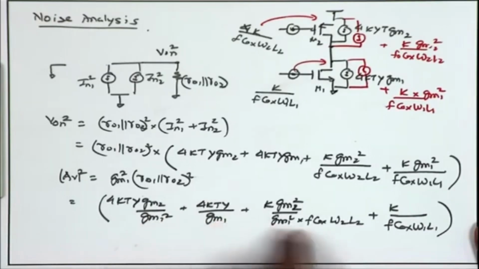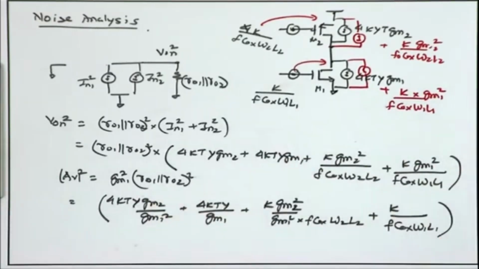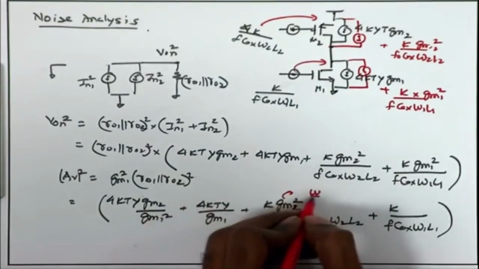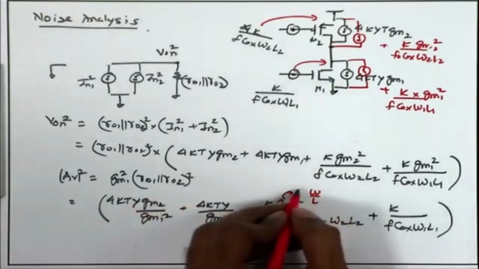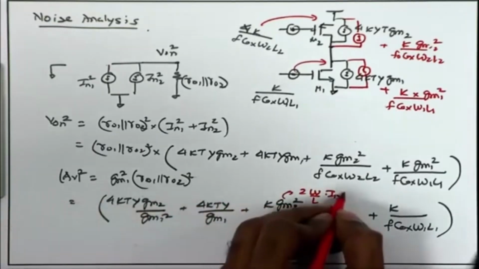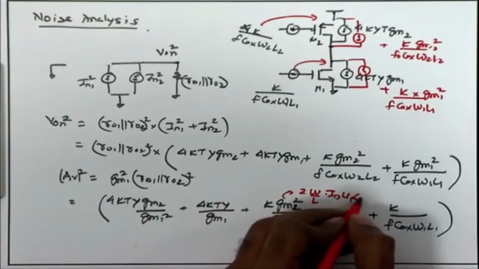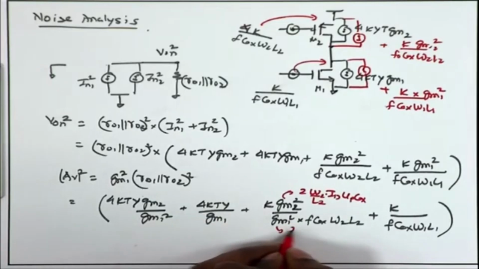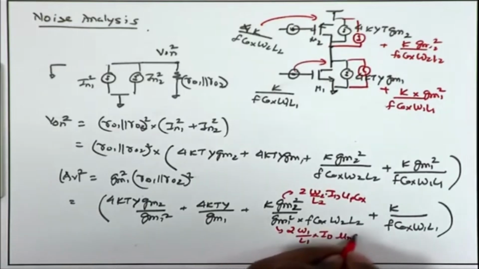So, to do that we need to convert these GM1, GM2 into the parameters on which it depends, which are basically W, L of the devices and the ID. So, what is GM2 equal to? So, GM2, if I write down GM2 square, that is 2 times ID W by L mu P COX, or I can call it W2 by L2 times ID mu P COX. And what is GM1 equal to? 2 times W1 by L1 times ID mu N COX.